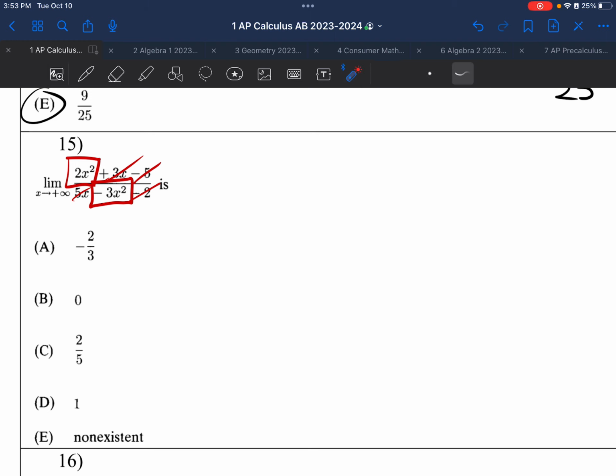Top-bottom rules, we look at the power. Powers are the same. So whenever you have top and bottom be the same, that's going to be a magic fraction. This is equal to a magic fraction. My handwriting is atrocious right now. Magic fraction being you essentially ignore the x squared, and it's going to be this fraction 2 over -3, or a negative 2/3. Sorry, 8.